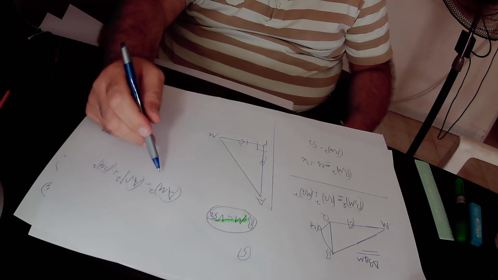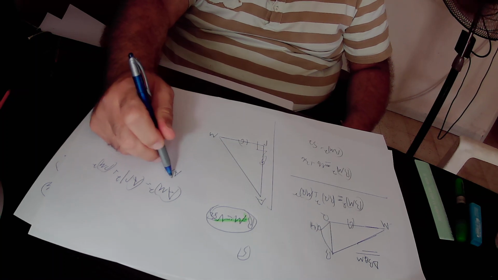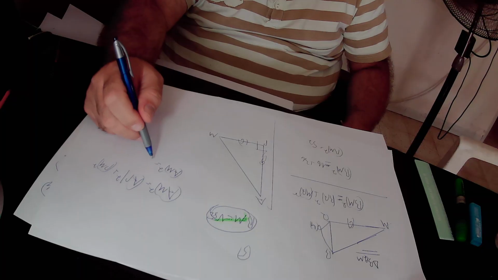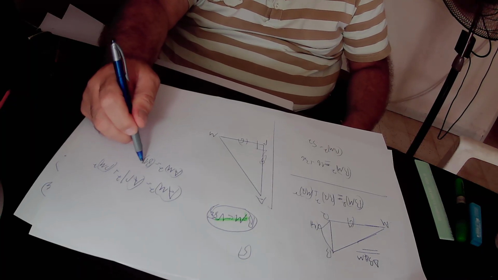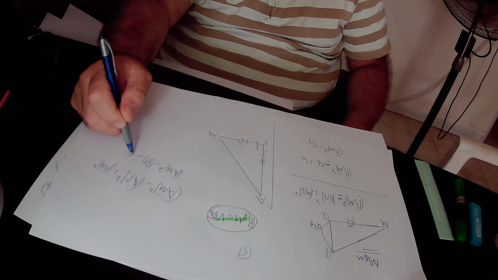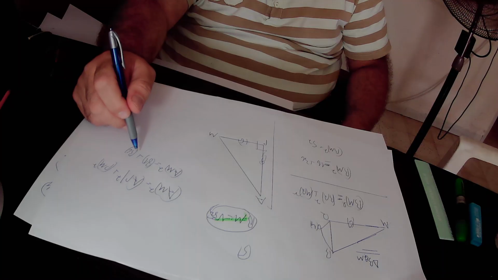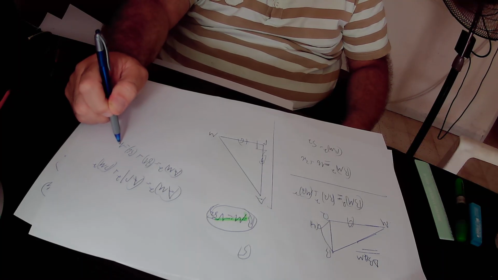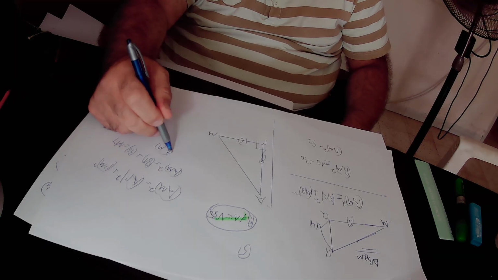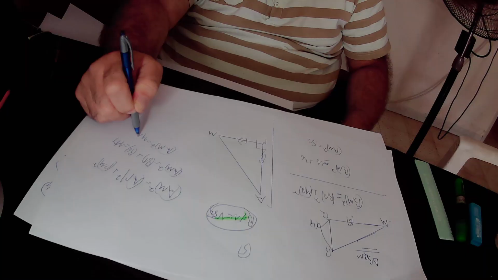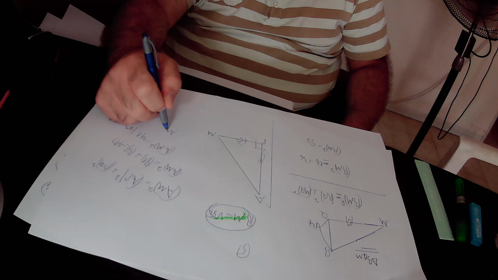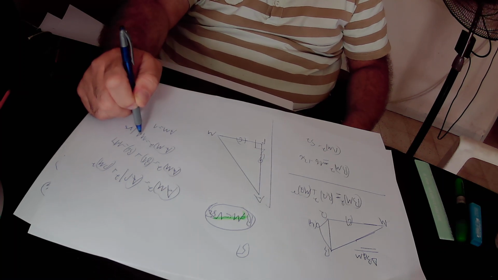AM is the missing side, so AM squared equals AP squared. AP is 9, therefore AP squared is 9 squared, that is 81. Plus PM squared. PM is 6, therefore PM squared is 6 squared, that is 36. So in total, AM squared equals 81 plus 36, that is 117. Here we take the square root and find again that the missing side AM is equal to the square root of 117.